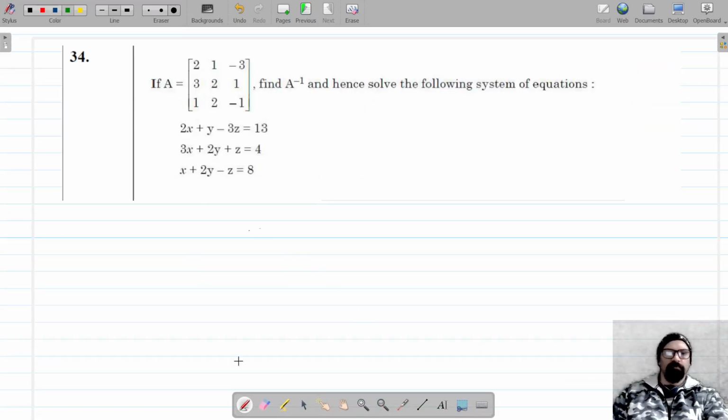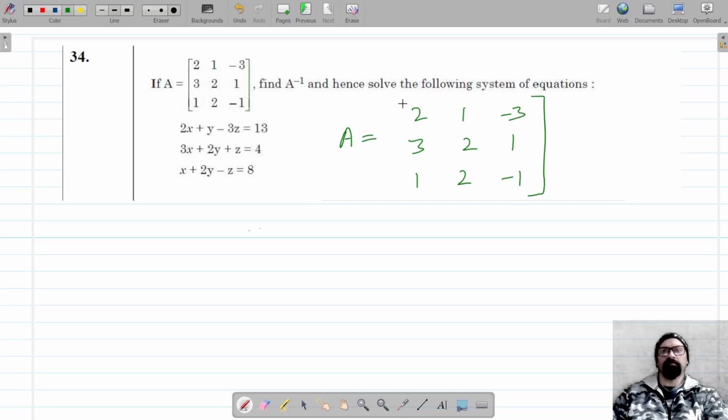Okay, for question number 34, we have to find A inverse, and A is a square matrix of order 3. So A is equal to the matrix with rows 2, 1, negative 3; 3, 2, 1; and 1, 2, negative 1. Okay, so let's find the determinant of A.